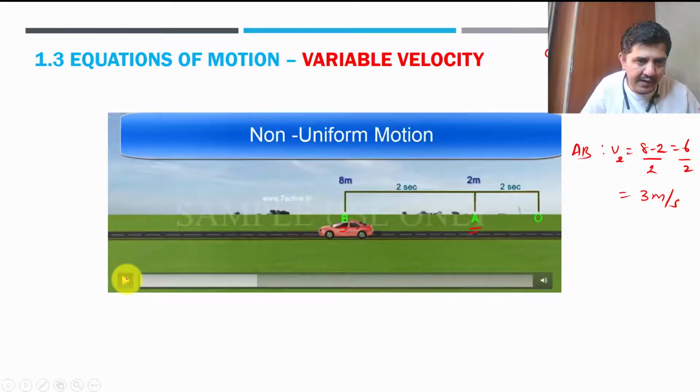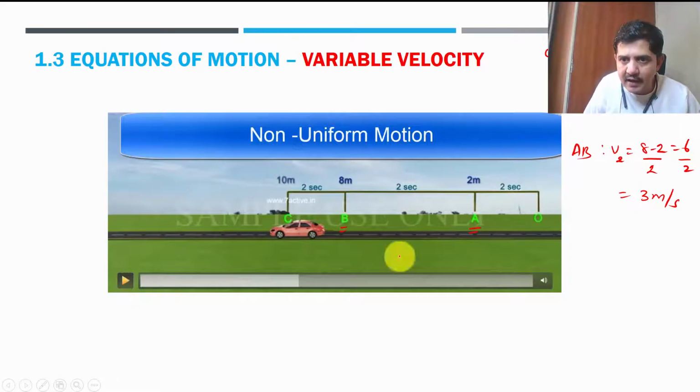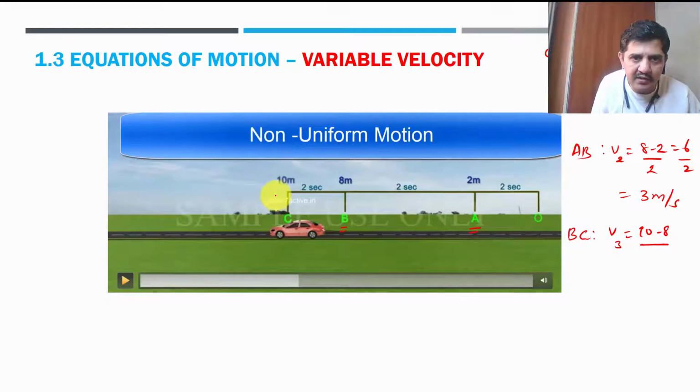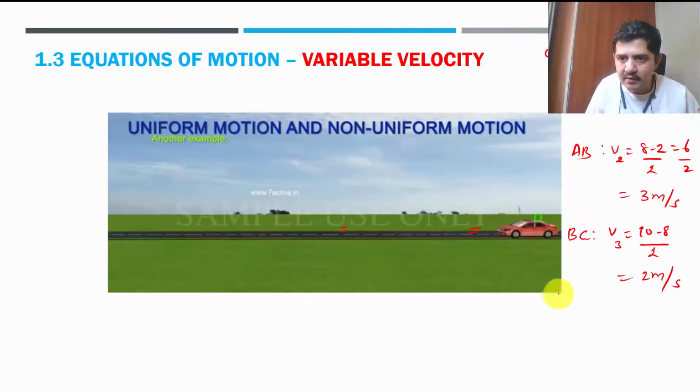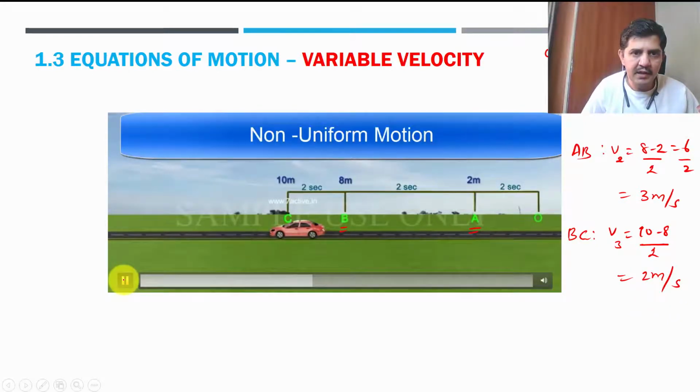Now let us run the video once again. The car now starts at B and reaches point C, right? Let me write down for BC. I hope many of you would have guessed by now. In the region B to C, the velocity V3 will be equal to 10 minus 8, which is the displacement, and the time taken is 2 seconds. Thus this will be equal to 1 meter per second.